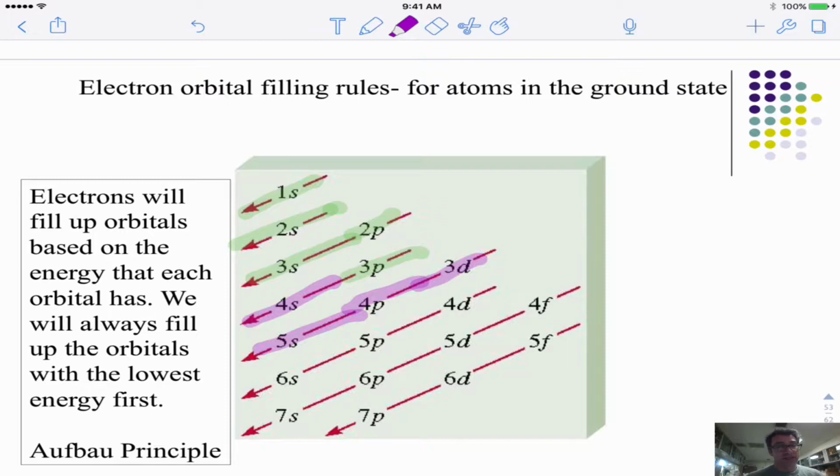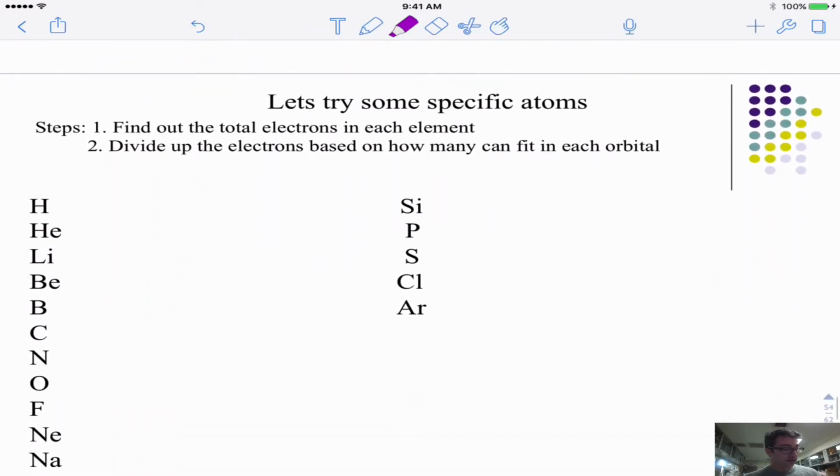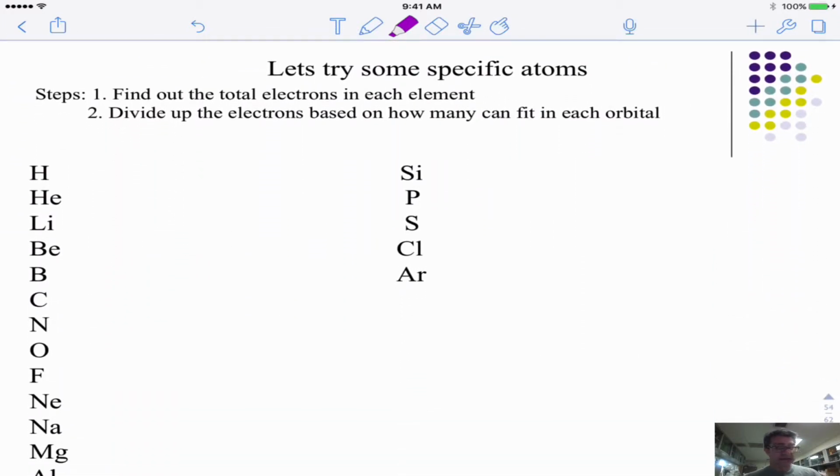You should know this diagonal rule, but I'll also show you a trick using the periodic table that maybe you weren't ready for last year because you were just using this. The periodic table is actually really helpful with filling out electron configurations. So let's give this a try for some specific atoms. I'll do the first couple of them with you.